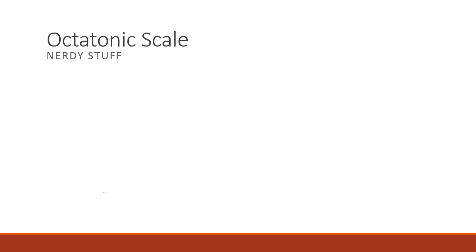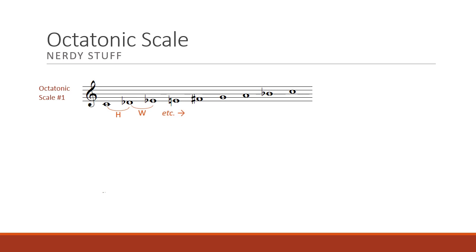Just like the whole tone scale, there are a limited number of octatonic scales. There are 3. Octatonic scale number 1 is the scale we've already learned. It starts on C and proceeds by half step and then whole step. And because the pattern repeats, you could start the scale on E flat and get all the same notes as the scale that starts on C. The same is true of starting on F sharp. We would get all the same notes, and the same is true of A.